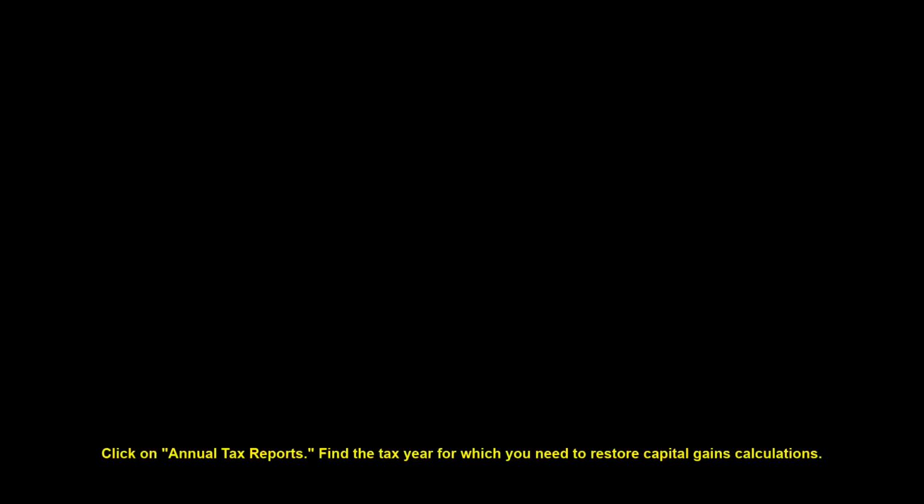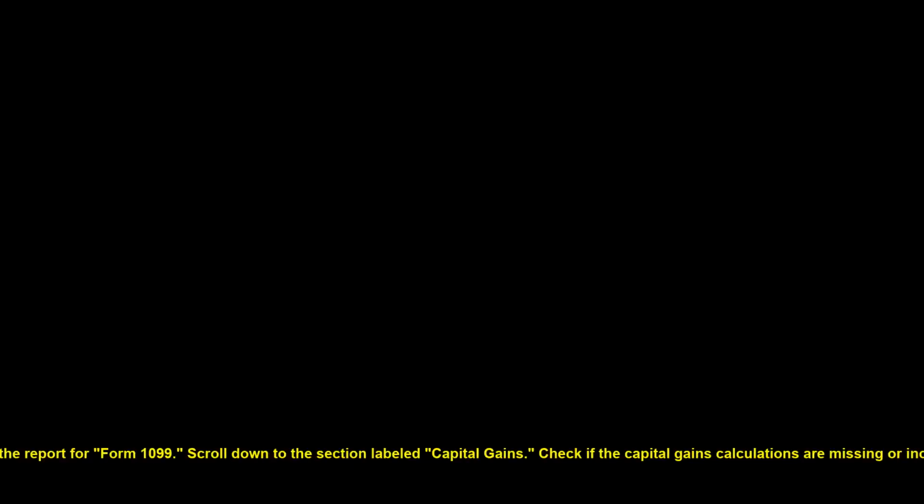Find the tax year for which you need to restore capital gains calculations. Select the report for Form 1099. Scroll down to the section labeled Capital Gains. Check if so, look for the Edit or Restore option beside the capital gains information. Click on Restore Capital Gains Calculations.